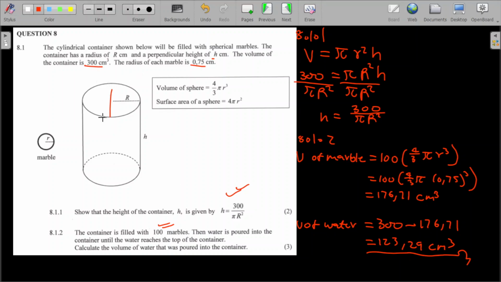So remember, we have the volume of the container, which is 300. And in this container, we fill it with some marbles. So the first thing, I needed to calculate the volume of those marbles. And after that, I subtract the volume of those marbles from the total volume of the container, so that I can see what is left there. It's going to be the volume of the water that's going to fill the inside of this container. I hope that makes sense.